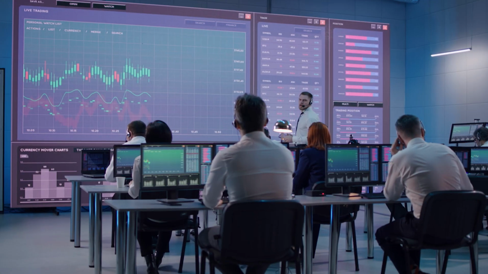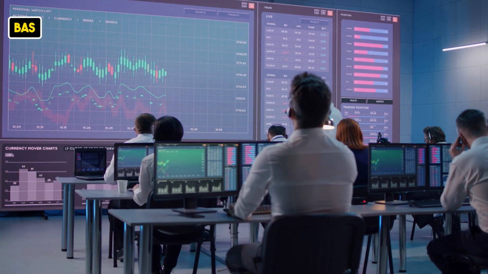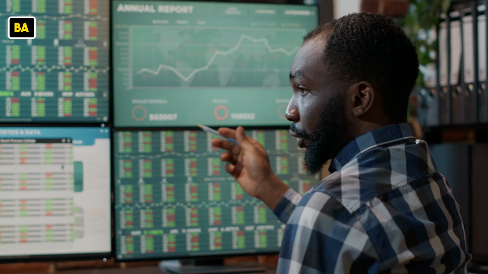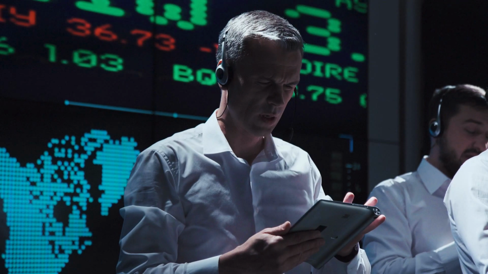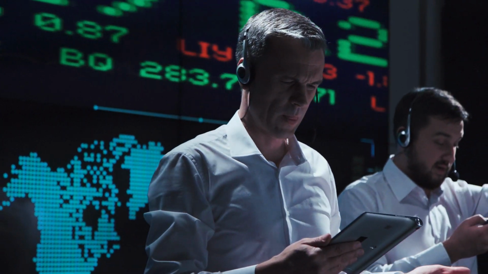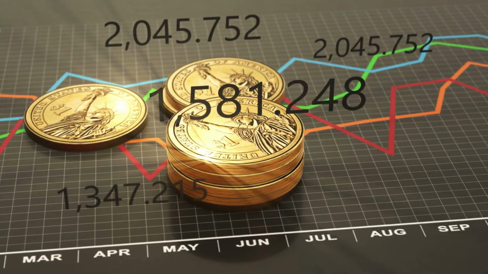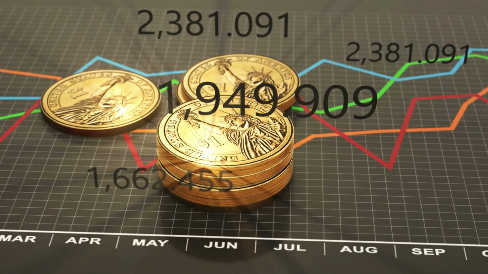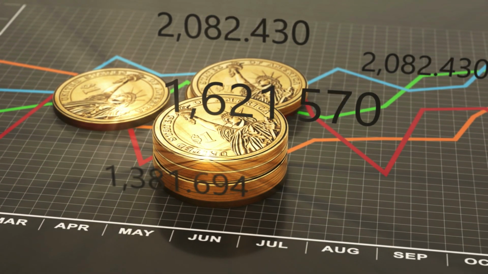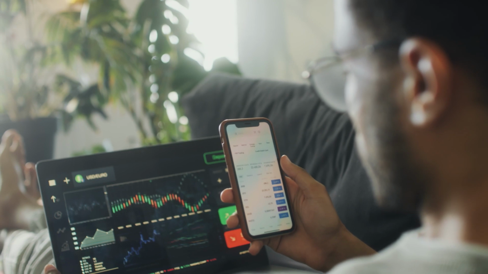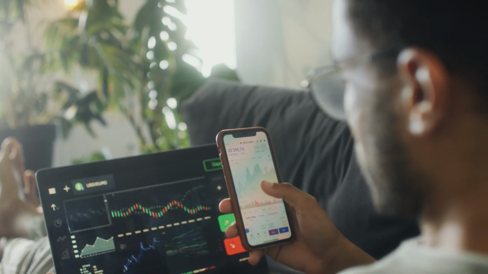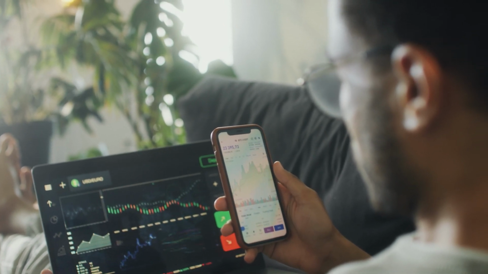Trading. Binance provides two main trading interfaces, Basic and Advanced. The Basic interface is designed for beginners and offers a simplified trading experience. The Advanced interface offers more advanced tools and options for experienced traders. Market orders and limit orders. Binance allows you to place different types of orders. A market order buys or sells at the current market price, while a limit order allows you to set a specific price at which you want to buy or sell.